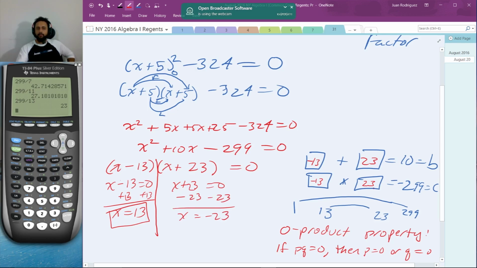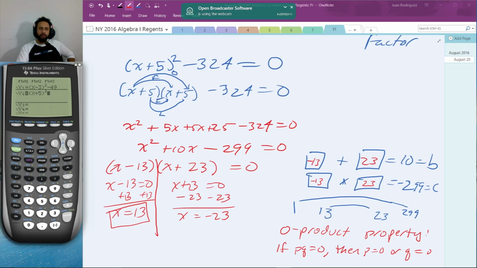And we could check our answer the same way we did before by plugging into the original equation, 13 plus 5 squared minus 324. Check if that's 0. Or we can also do it the same way we did the other one. Let's deactivate equation 1. And then we go to equation 2. y2, and we do x plus 5 squared minus 324.